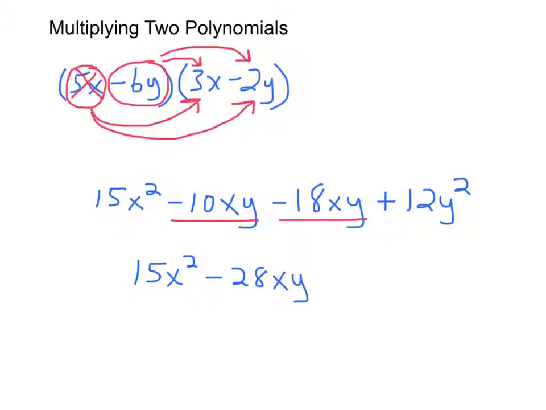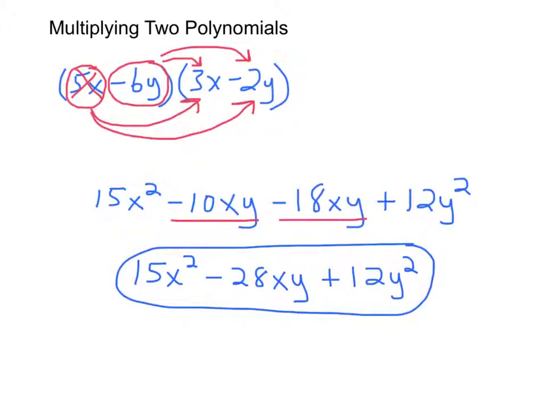Make sure to leave the xy the same. When you combine like terms, you don't change the variable part. You just add the coefficients. And then plus 12y squared. And that would be your final simplified answer.